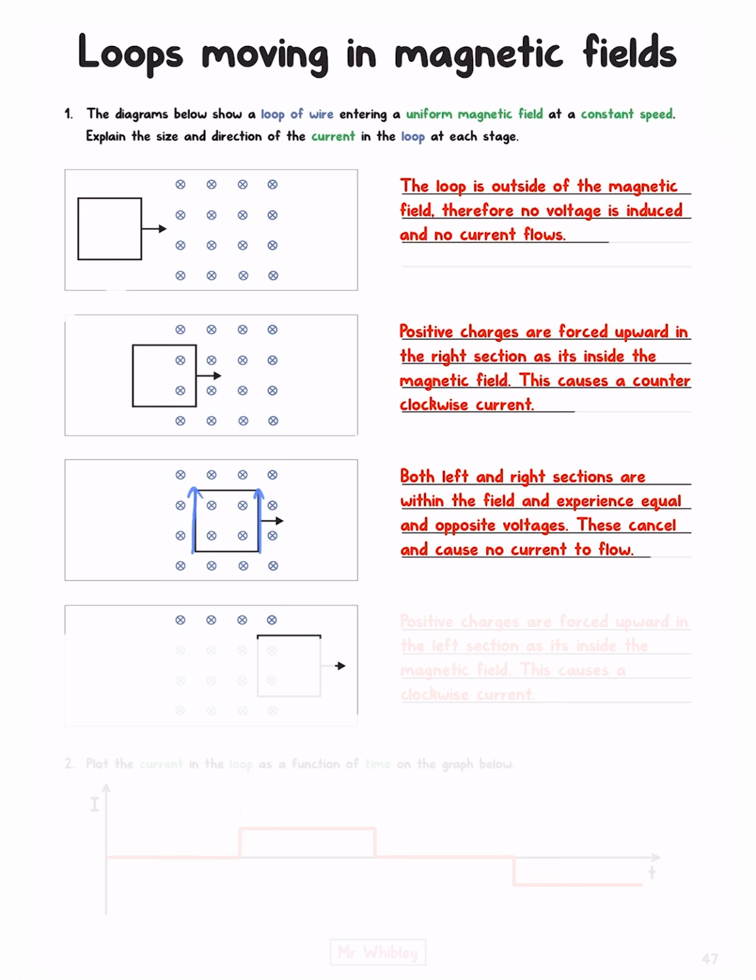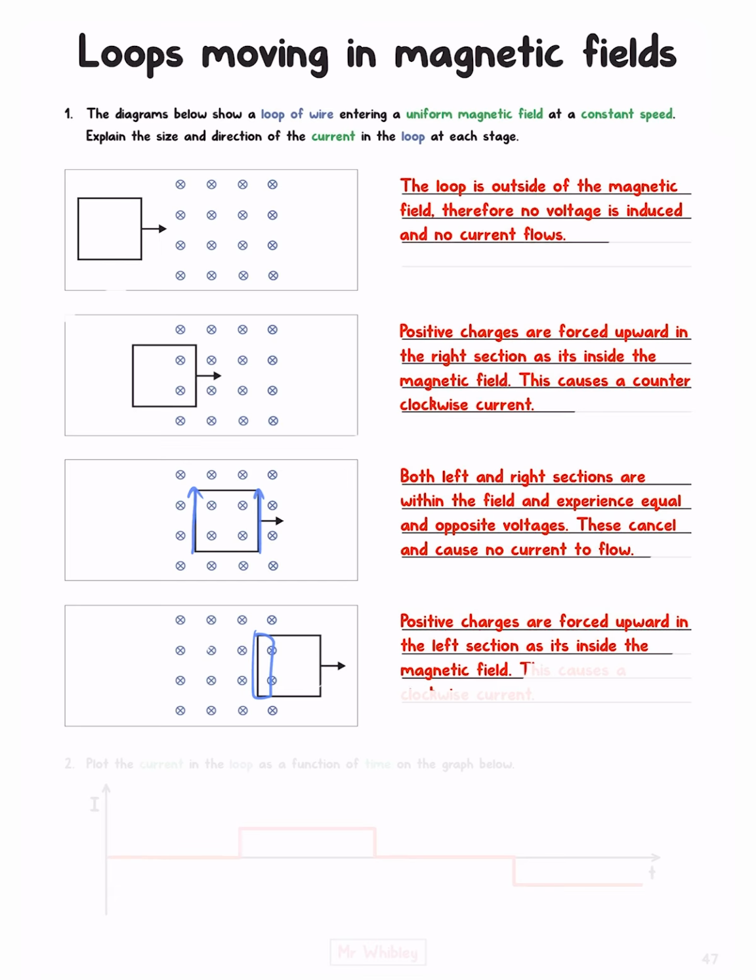In our last section, our loop of wire is exiting the magnetic field, and it's only our left section that is inside the magnetic field. Positive charges are forced upwards in the left section as it's inside the magnetic field. This causes a clockwise current. So our positive charges being forced upwards creates our clockwise current.